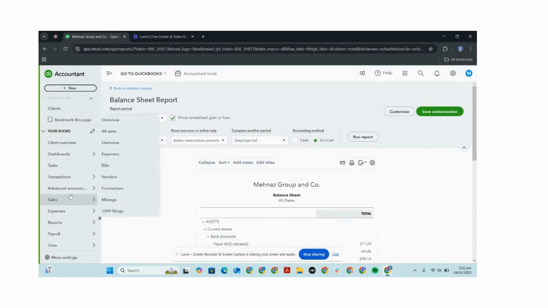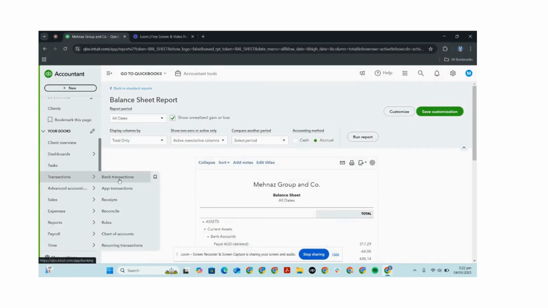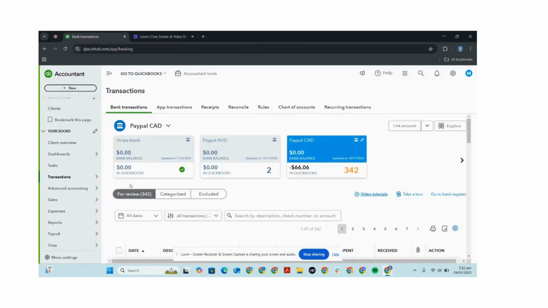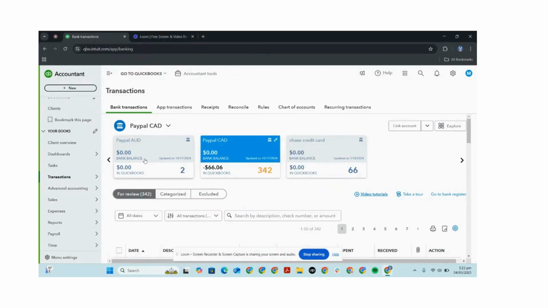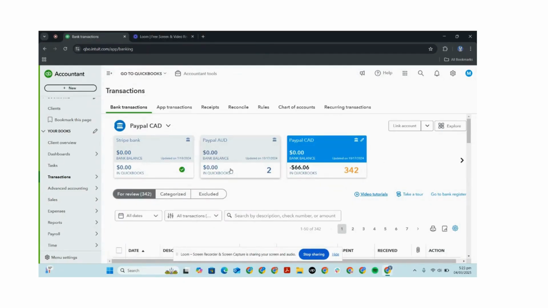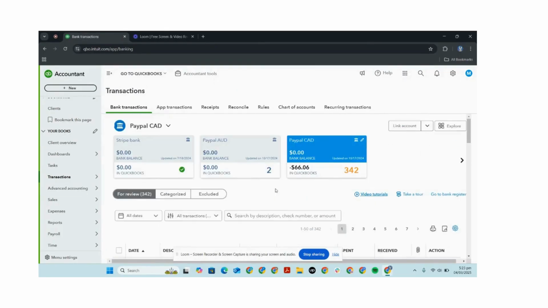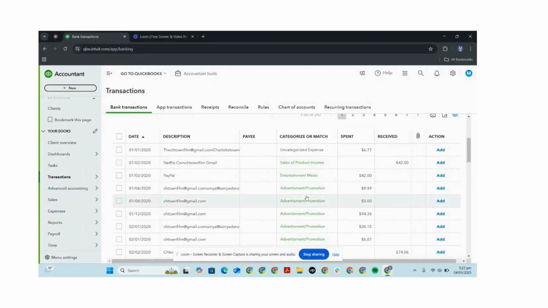in the reporting section. So what I'm going to do now is go to the bank transactions where all of the banks are. So here's my PayPal bank. All of the transactions listed here were uploaded into QuickBooks Online manually through CSV, because my bank account is not connected, as this is the free trial.